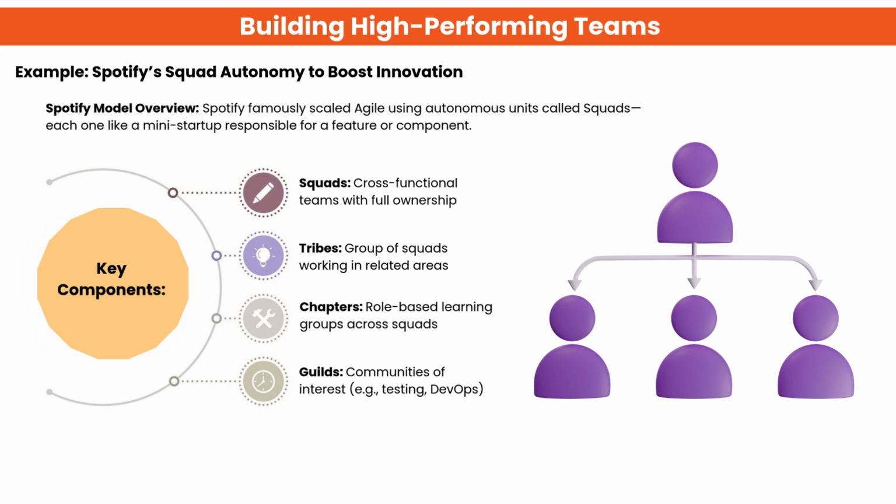People with the same skills across squads connect through chapters, and interest-based groups are called guilds. This model increases ownership, innovation, and speed by keeping teams independent but still connected.